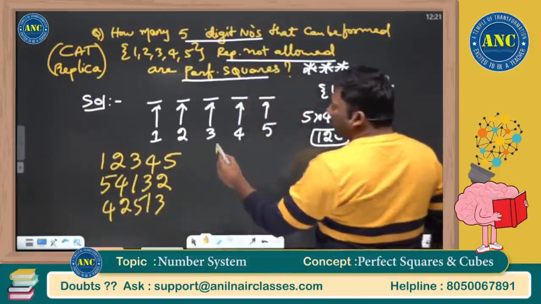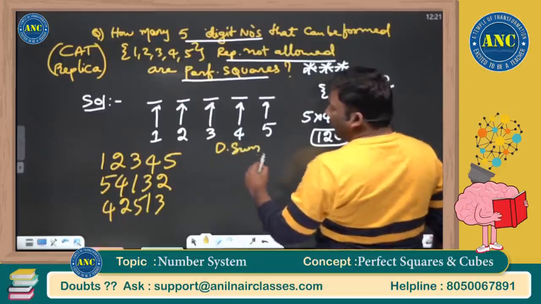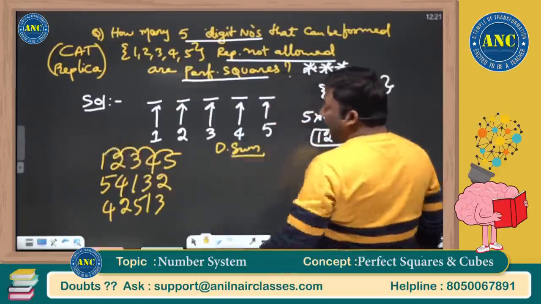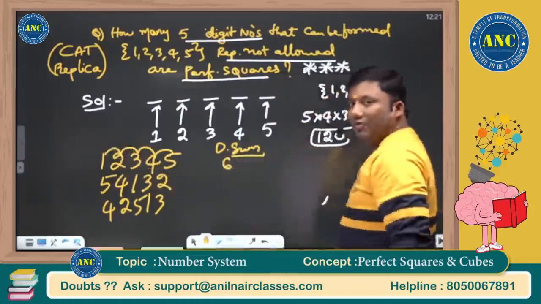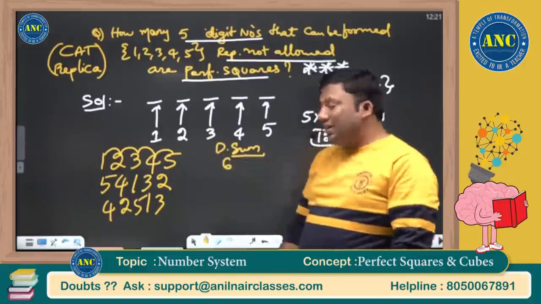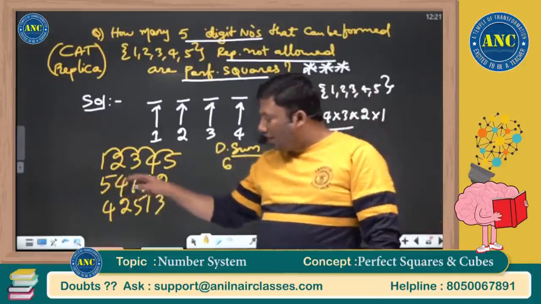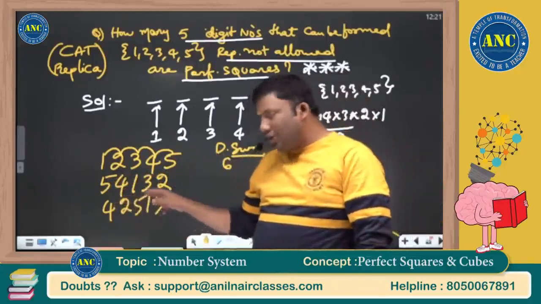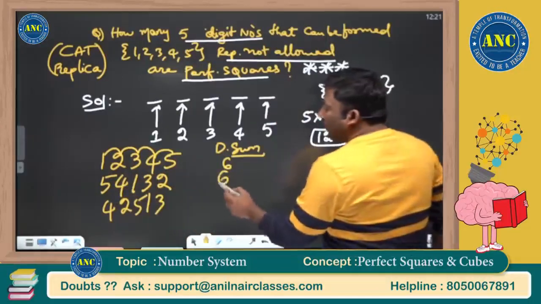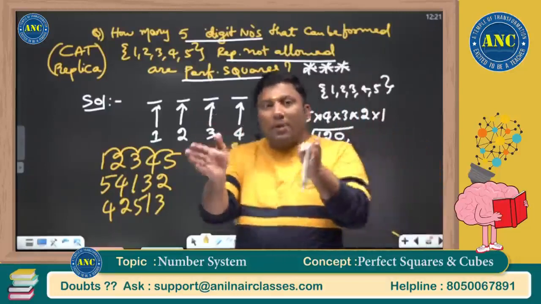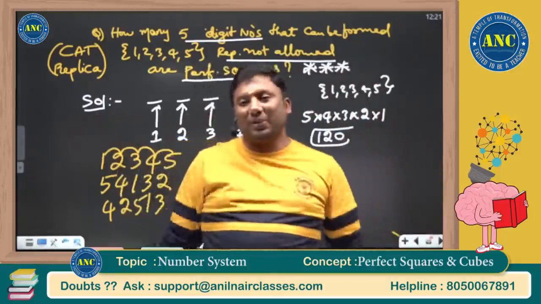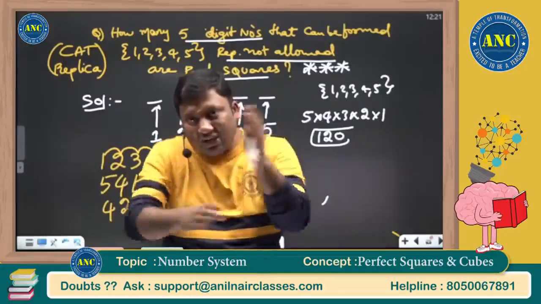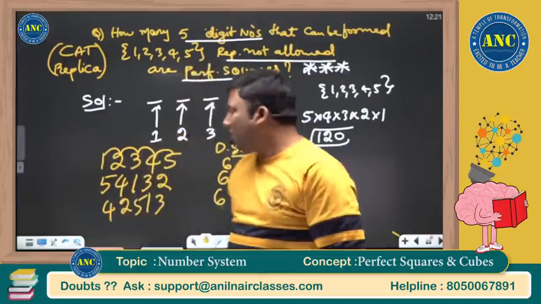Please find the digital sum of these numbers. Digital sum is 5 plus 4, 9, 12, 14, 15. 15, it is nothing but 6. If I interchange the digits, will the digital sum change? 5 plus 4, 9, 10, 13, 15. 15, it is 6. 4 plus 2, 6, 11, 12, 15, 6. All the numbers' digital sums are 6. 1 plus 2 plus 3 is also equivalent to 2 plus 1 plus 3, and also to 3 plus 1 plus 2. If I interchange the digits, the sum of the digits will not change.